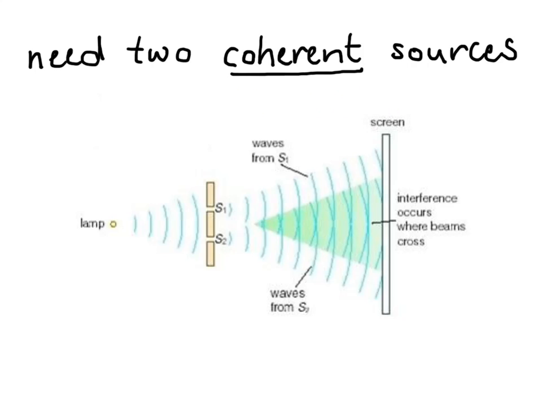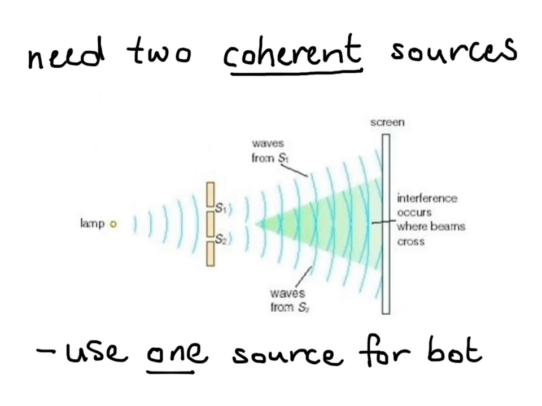Now that's very difficult to arrange with light because most light sources are quite random and it's very difficult to arrange them to be coherent. So the solution is to just use one source and let it become two sources by putting it through a double slit like this. So the wave hits each slit and diffracts again on the other side, and the two spreading waves overlap and can then produce a pattern. So this leads us to an equation.